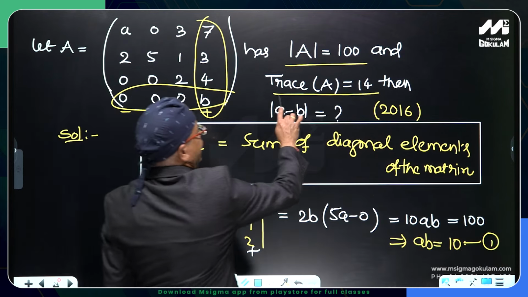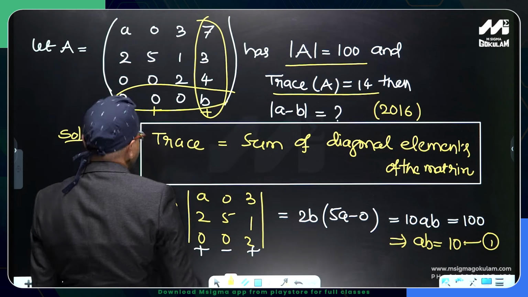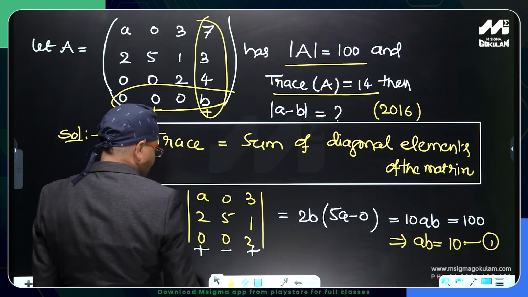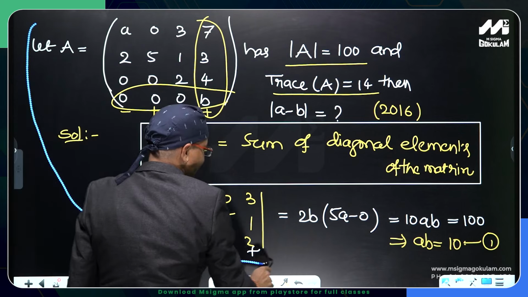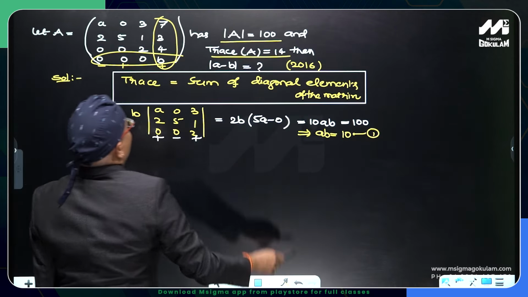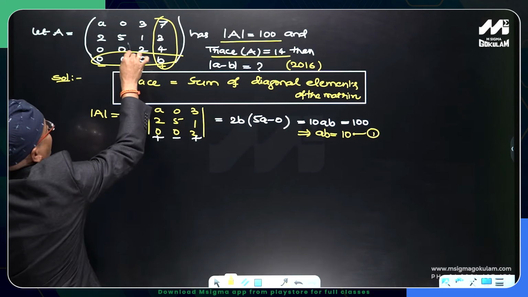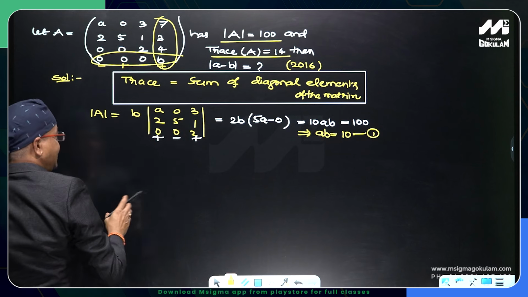Next, trace of A equal to 14. Trace means what? Sum of diagonal elements. Now observe, a plus 5 plus 2 plus b. That is nothing but the trace.